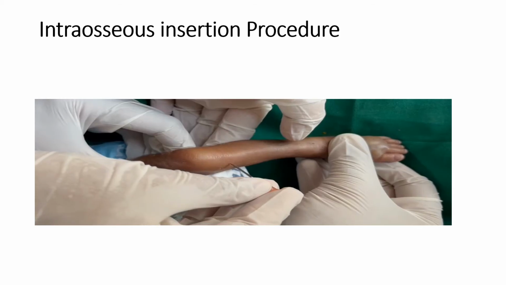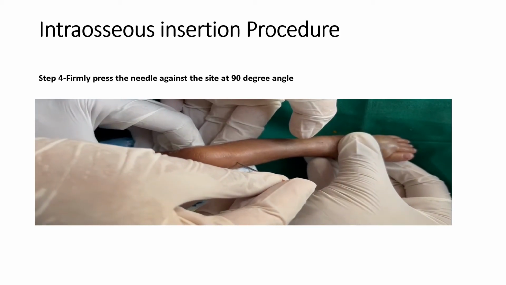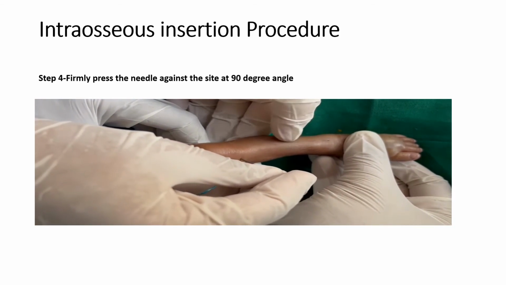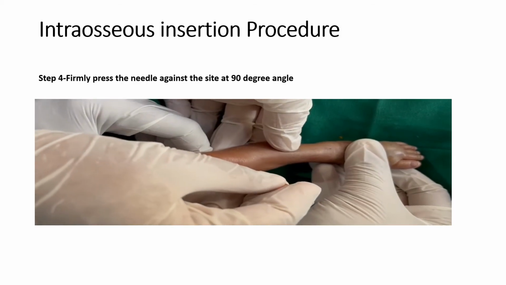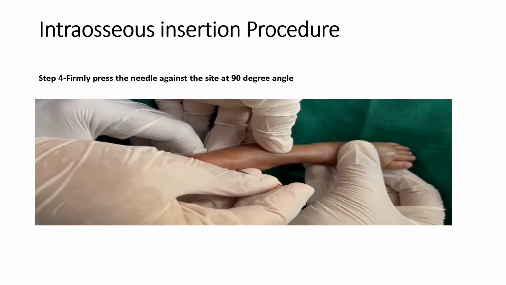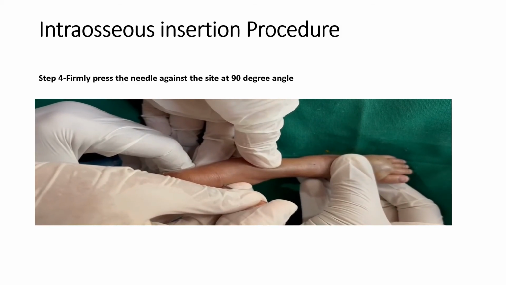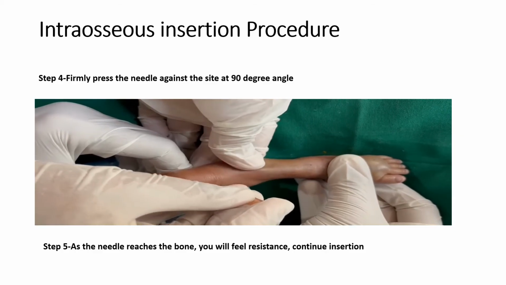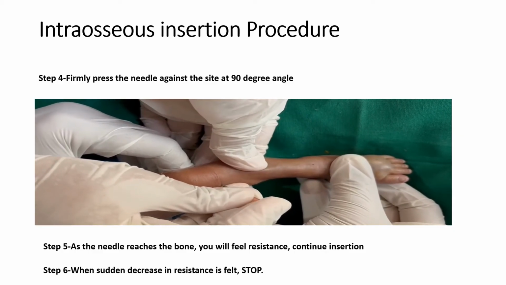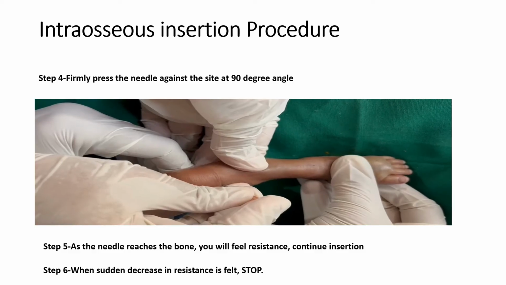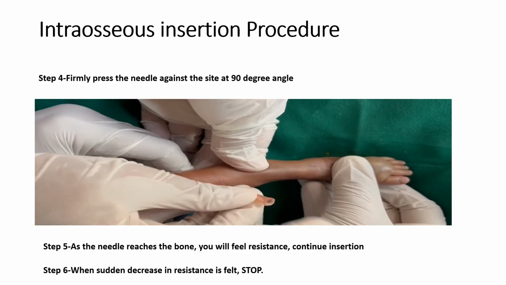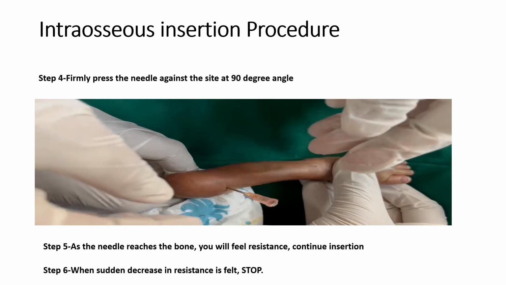Now in this video you can see I am inserting the needle. Needle should be at a 90-degree angle. Firmly we have to press. First we will feel the resistance when the needle reaches the bone, and continually we have to insert. Once you feel the sudden decrease in resistance, a give-way feeling, then you have to stop. So here in this video you can see this 18 gauge needle is inserted into the bone marrow.